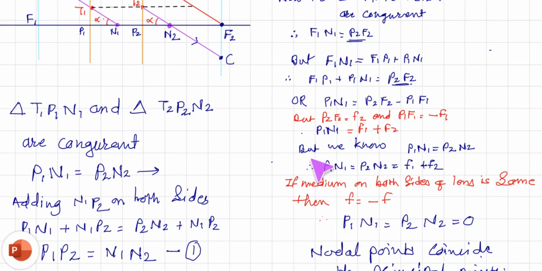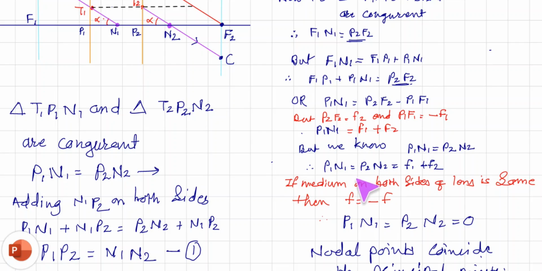So here we saw P1 N1 is equal to F1 plus F2. But we know already that P1 N1 is equal to P2 N2, that we already saw. Therefore, P1 N1 is equal to P2 N2 is equal to F1 plus F2.